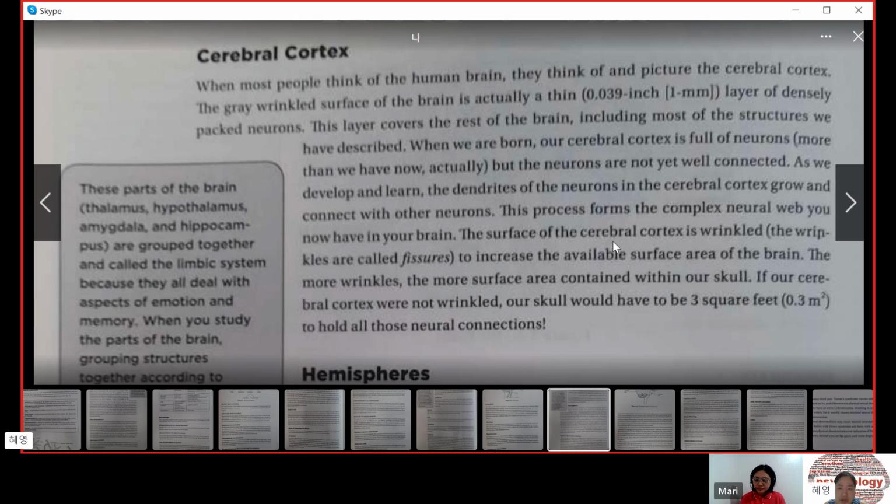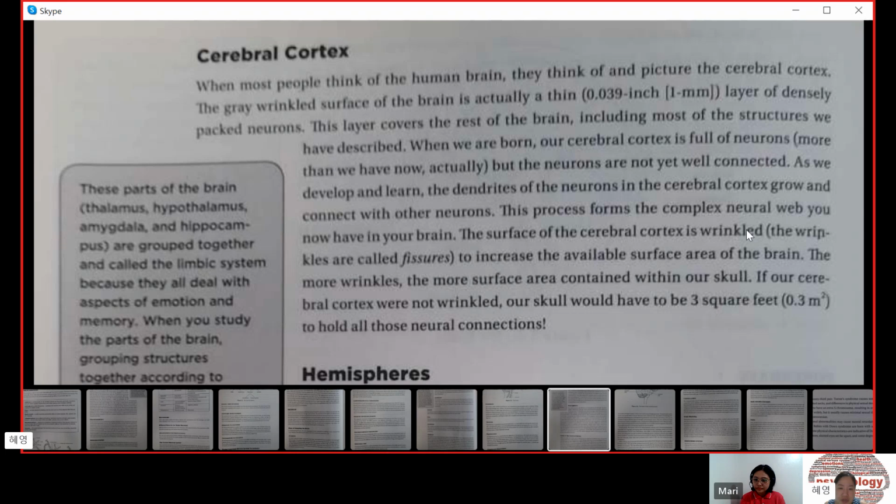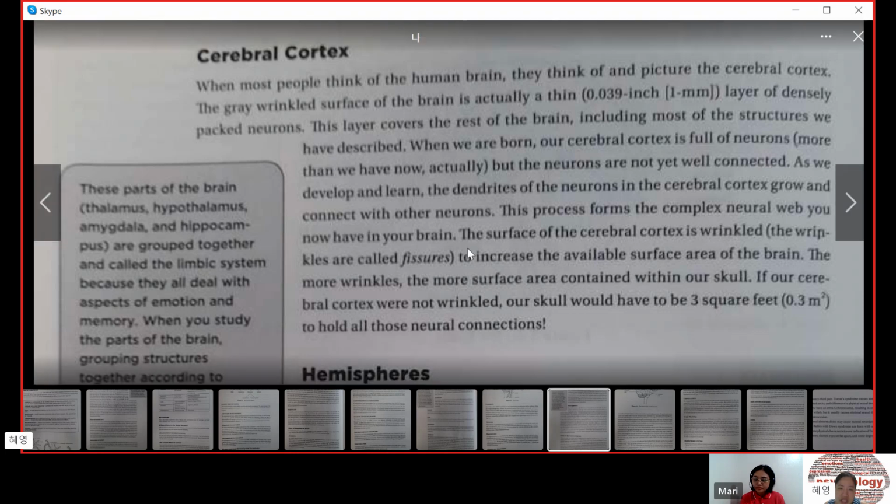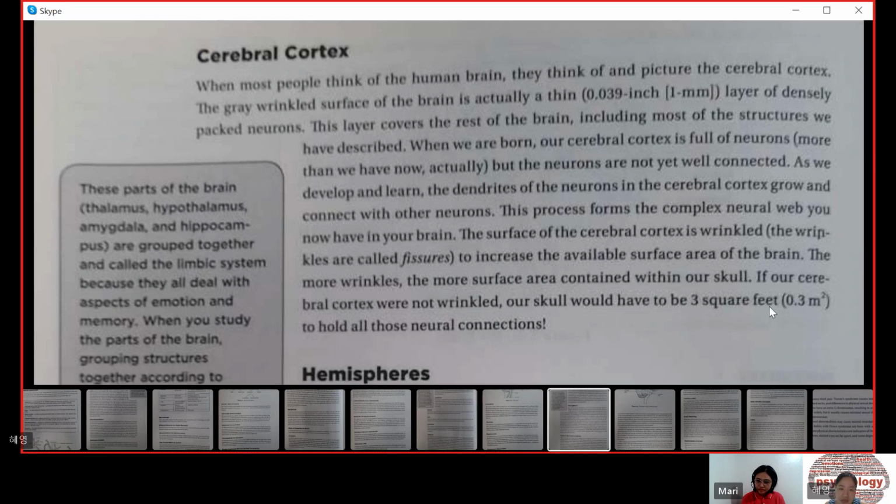The surface of the cerebral cortex is wrinkled, and this wrinkling is really functional, to increase the available surface area of the brain. The more wrinkles, the more surface area contained within our skull. If our cerebral cortex were not wrinkled, our skull would have to be 3 square feet to hold all those neural connections.